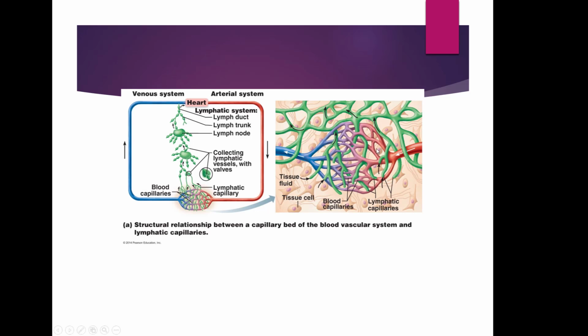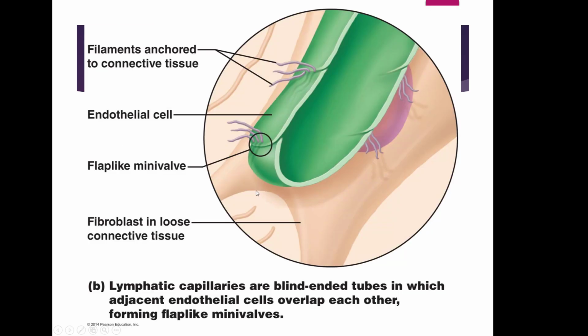If we look at this picture over here on the right, you can see how the lymph capillaries just kind of weave their way through the capillary beds, and then you can see the tissue cells that are all surrounding there, and then this arrow indicating where the tissue fluid is going to enter at the very end of the lymph capillaries.